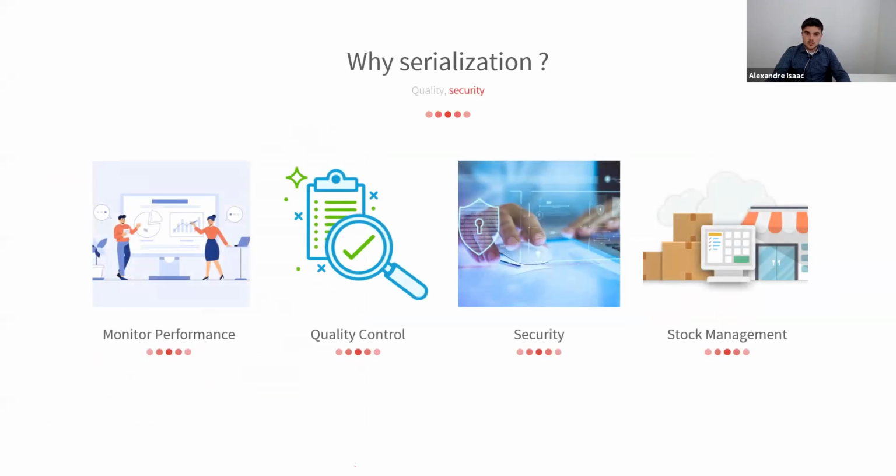Why would you want serialization? First of all, manufacturers need to monitor the performance of all of their components. They want you to have a phone with all the components they want your phone to have. For them, it's also possible to do quality checks. If they have some problems on some parts, they can easily go up the chain to see what went wrong. Security features also: you can't install parts that could bring problems to your phone. And it's also a very interesting feature for stock management. So this is mostly why they implement serialization.